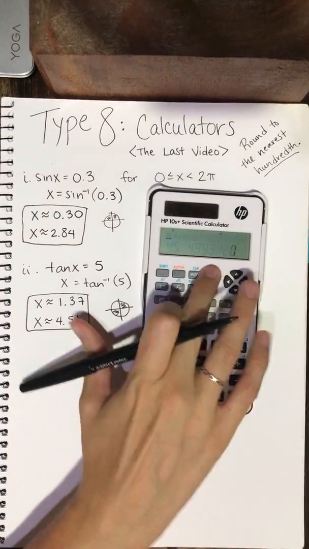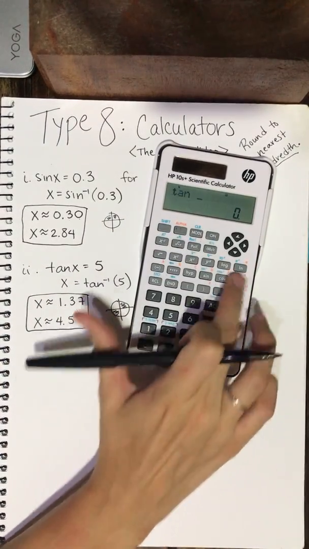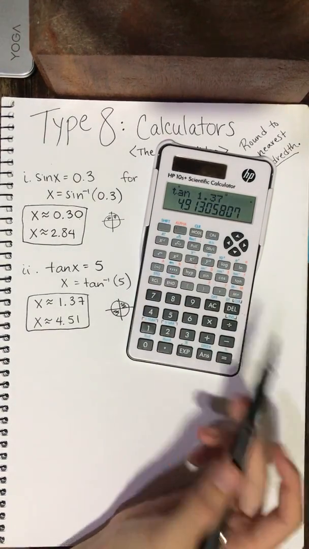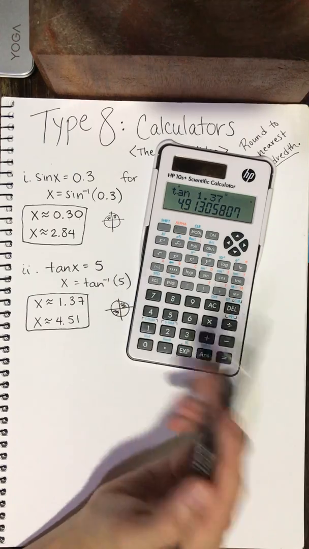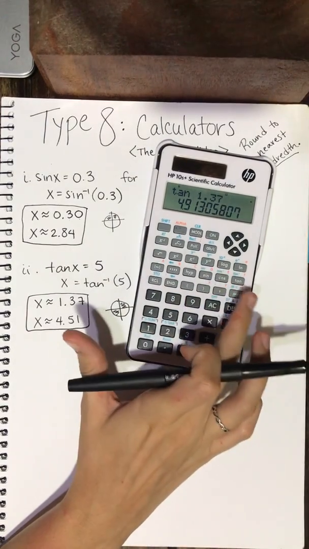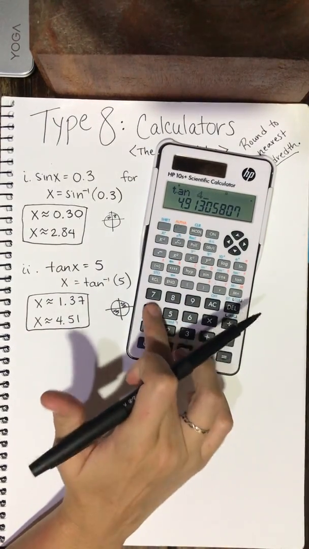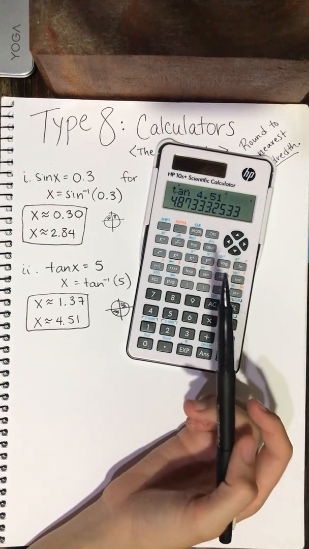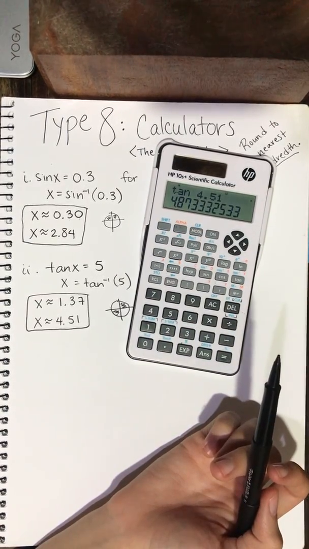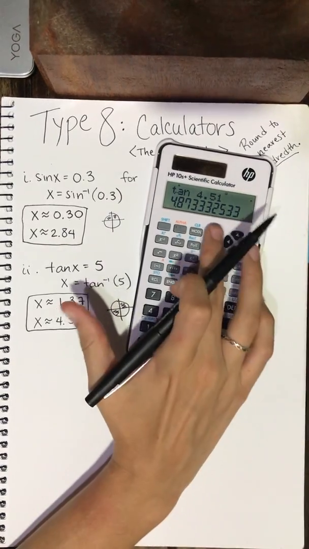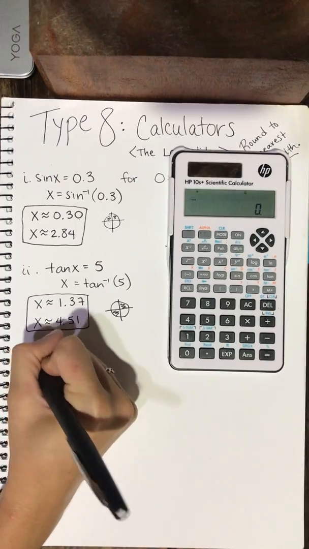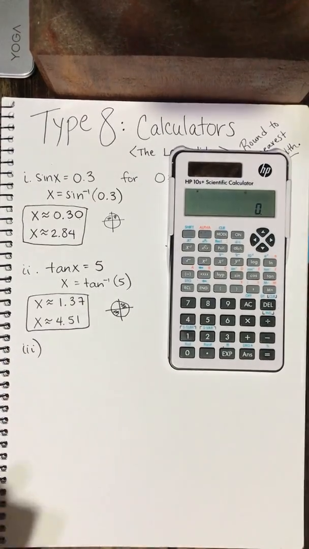Again, I'm going to check it. Tangent of 1.37 gives me a number that rounds up to 5, and tangent of 4.51 also gives me a number that will round up to 5. 4.9 rounds up to 5, 4.87. Okay? Number 3, we're flying, y'all.